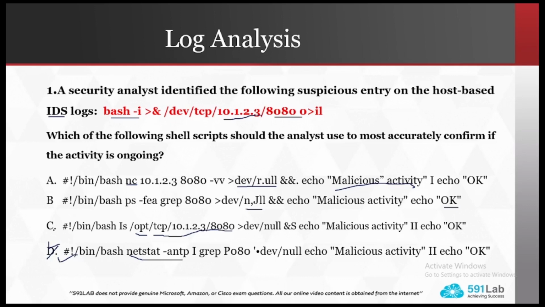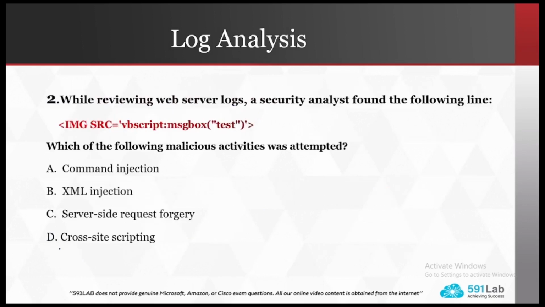Also, the script in C checks for unusual directory paths not directly related to the network connection. Therefore, option D is the most effective script to determine if suspicious activity is involving a potential connection to this IP address on this port on the going host. So the correct and most appropriate command or shell script is D.